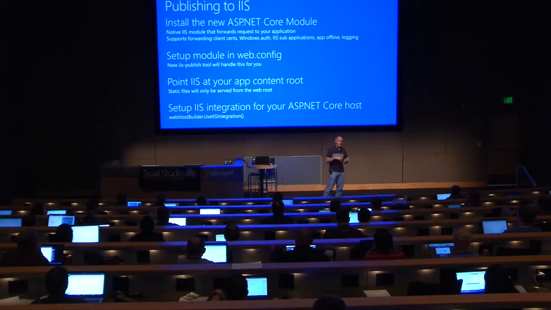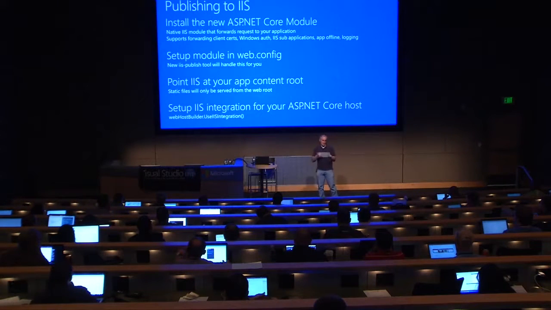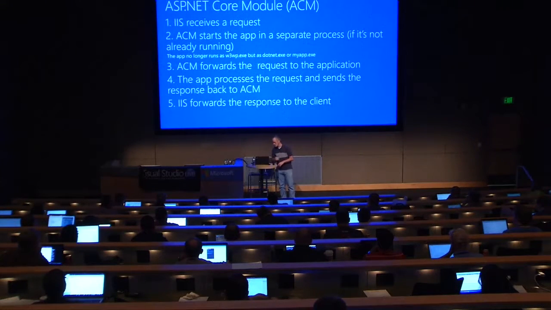And then lastly, in your app, you do need to receive the requests that are coming from IIS. And there's a bit of a handshake that happens between the ASP.NET Core module and your app in order for that to successfully occur. So you need to enable IIS integration in your host. And there's a call that you do, webhostbuilder.UseIISIntegration. And that will set that up. And I'll talk a little bit more about exactly what happens there.